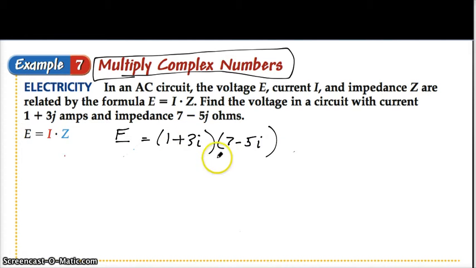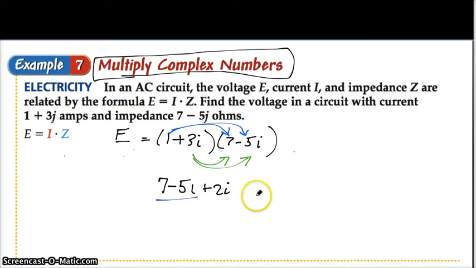And when I do that, I'm going to FOIL it, or use the extended distributive property. So 1 times all of this stuff, and then 3i times all of this stuff, and I'm going to join like terms together. So 1 times 7 is 7, 1 times minus 5i is a minus 5i. That takes care of the blue part. Next, we're going to do the green part. 3i times 7 is a positive 21i, and then 3i times a minus 5i is going to be a minus 15i squared. Okay, and that takes care of the green part.